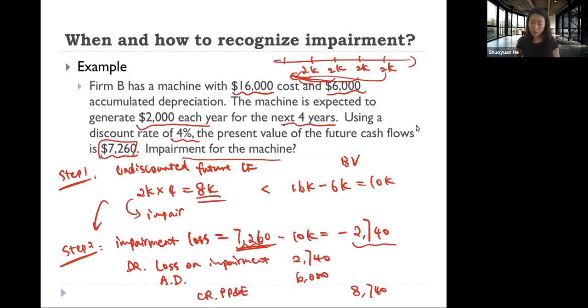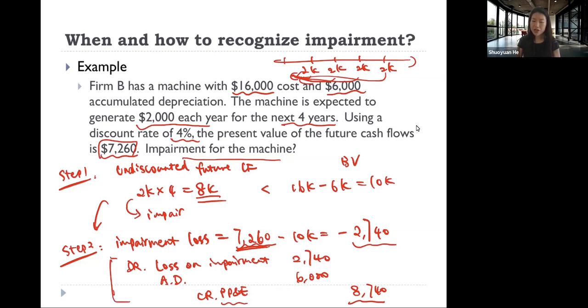And then what is this part? Credit PP&E 8,740. So what does this mean? Please take 1 minute, think about it. Why is this journal entry written this way?